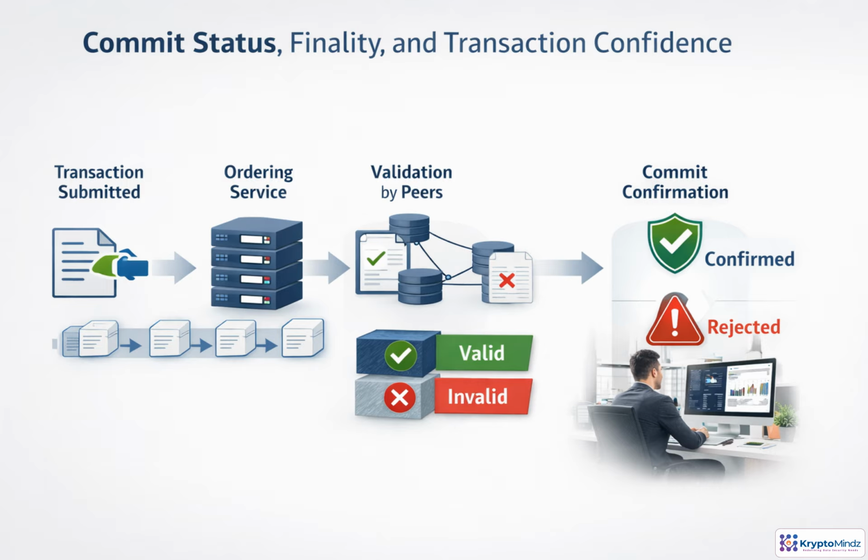Submitting a transaction only starts the finality process. The ordering service sequences the transaction and packages it into a block, but it does not decide whether the transaction is valid. That decision happens when peers check endorsements, version conflicts, and access rules. The result is commit status: valid and committed, or invalid and rejected. When business outcomes matter, applications should wait for this confirmation before treating the transaction as final.